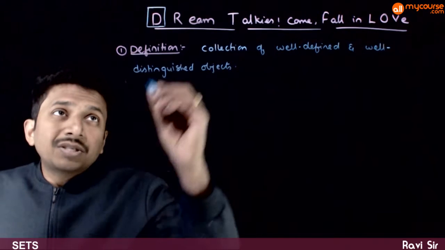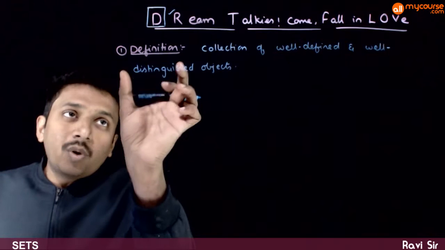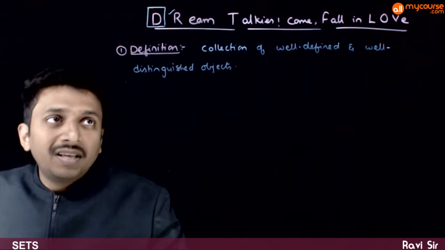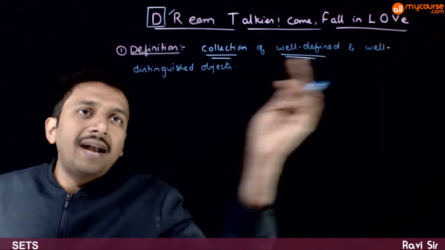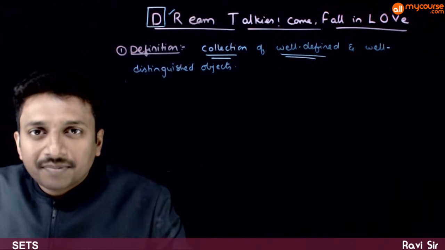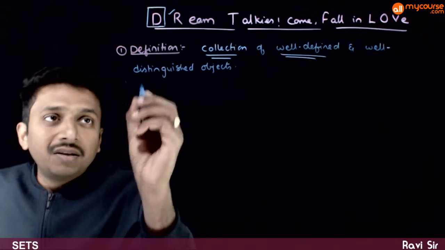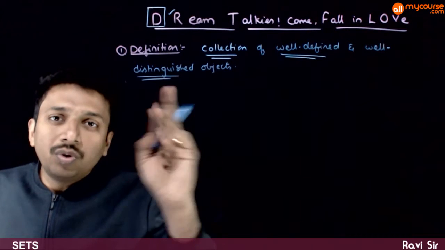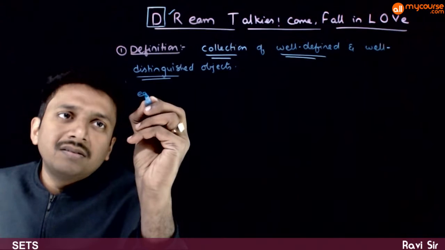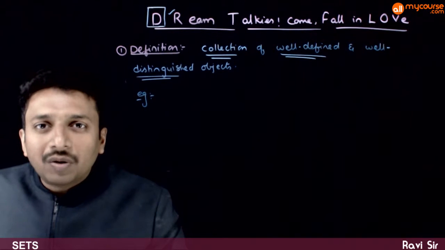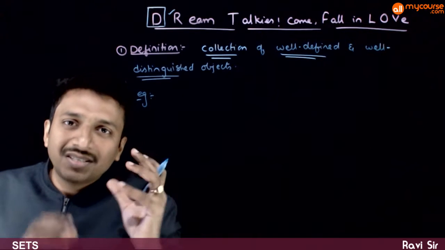So now let us go to the D part of our code sentence, that is the definition part. So what is the definition of a set? A set is a collection of well-defined and well-distinguished objects. So a set is a collection of well-defined and well-distinguished objects. There are two words in this definition. So obviously you can see that we are talking about a collection of objects, right? You know what a collection means. Collection is a group of objects.